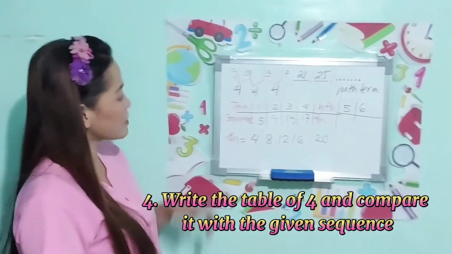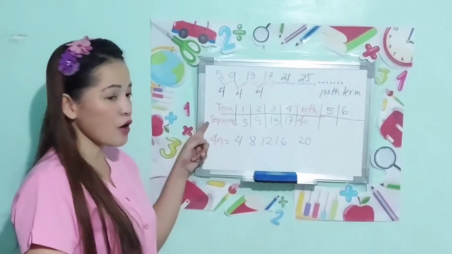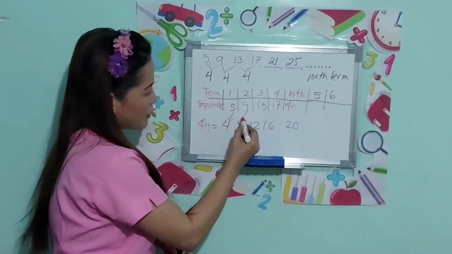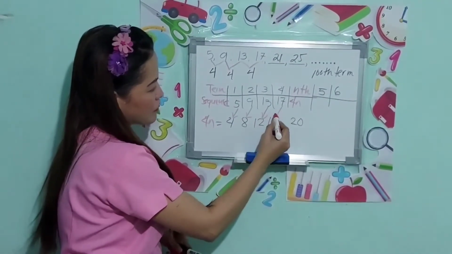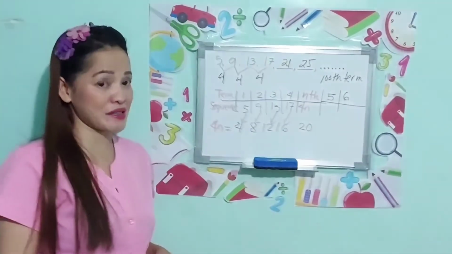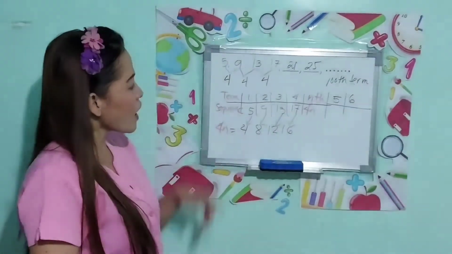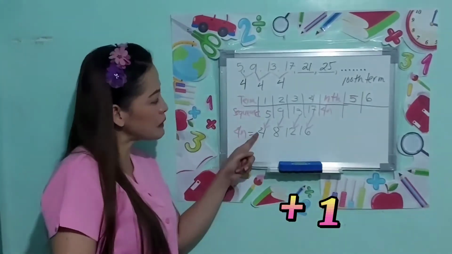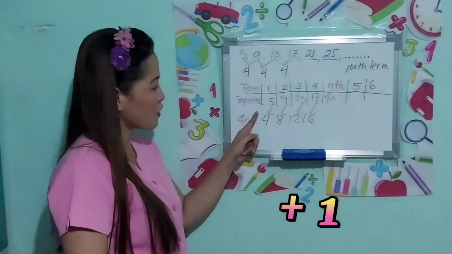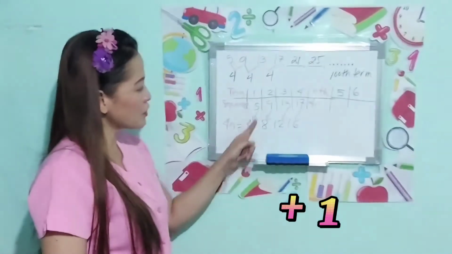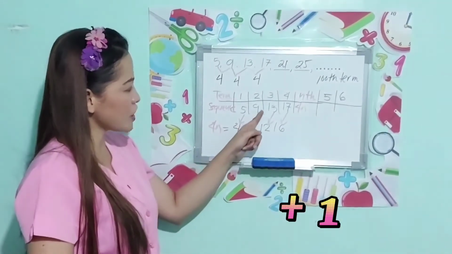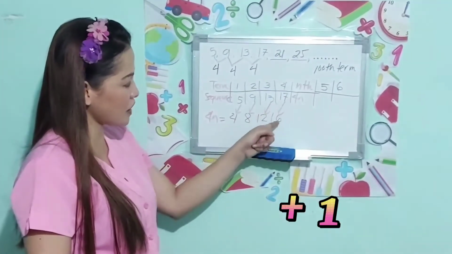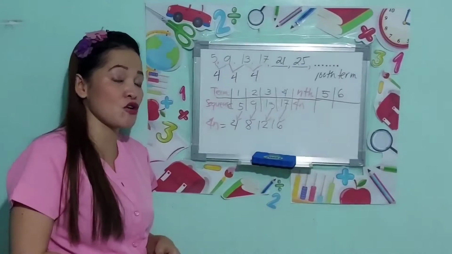And let us try to compare this table of 4 with our given sequence. So, let's compare. We have 5 and 4, 9 and 8, 13 and 12, 17 and 16. So, what did we notice? As we have observed, our sequence is 1 bigger than the table of 4. The first term is 5 against 4, the second is 9 against 8, then 13 and 12, and 17 and 16. So, it is higher by 1.